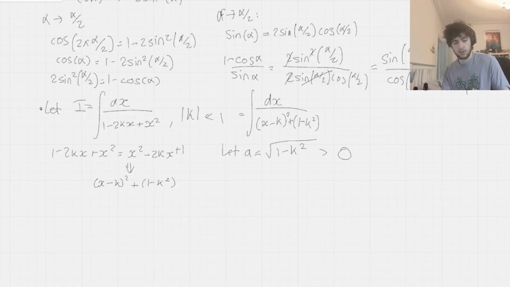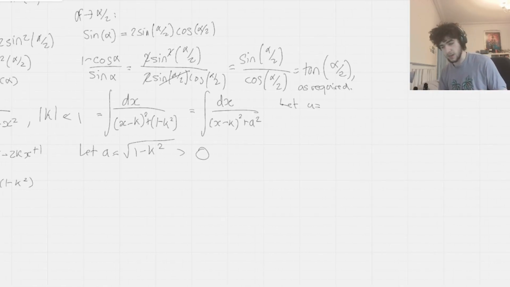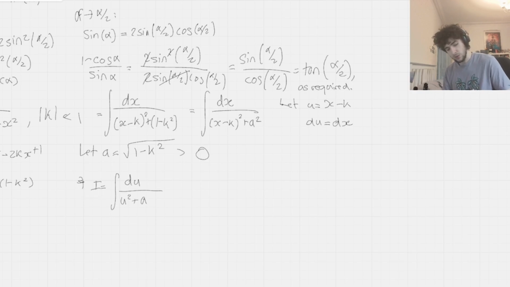Okay, very cool. So then what we can do is write this integral as the integral of dx over (x minus k) all squared add a squared, right? And now we can follow this up with a substitution. Let u equal x minus k. Clearly, du/dx is equal to 1, so du is equal to dx, right? And so ultimately what we get is that I is equal to the integral of du over u squared add a squared.